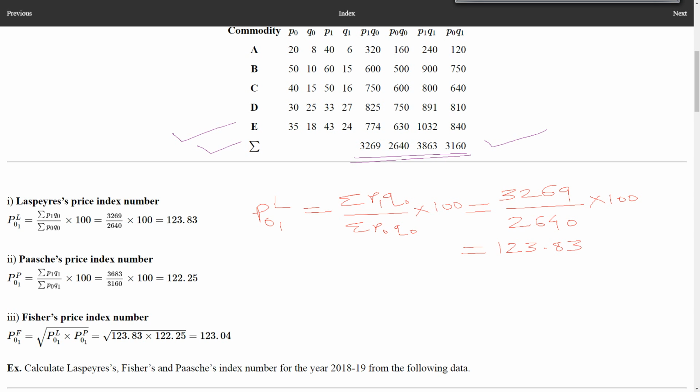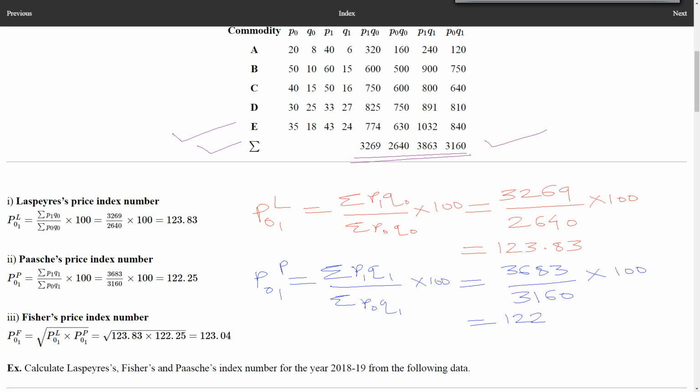Similarly, Paasche's price index number is given by P01P is equal to summation P1 Q1 upon summation P0 Q1, into 100, and its value will be 3863 upon 3160 multiplied by 100, and again verify that this comes as 122.25.